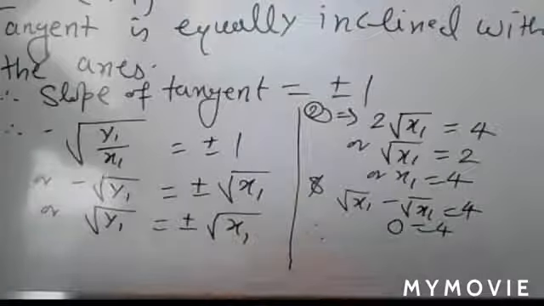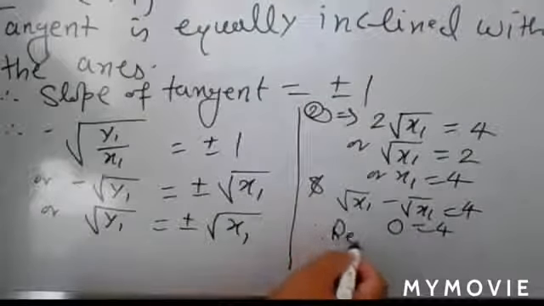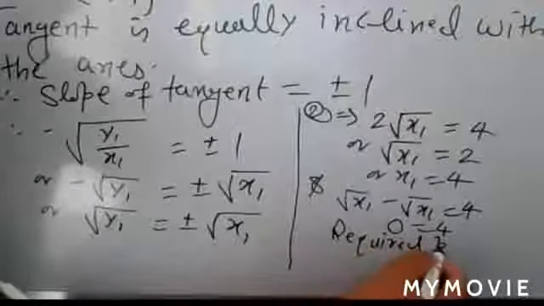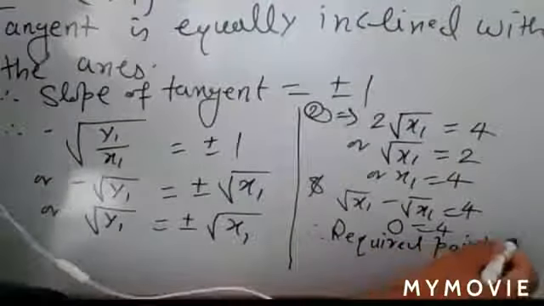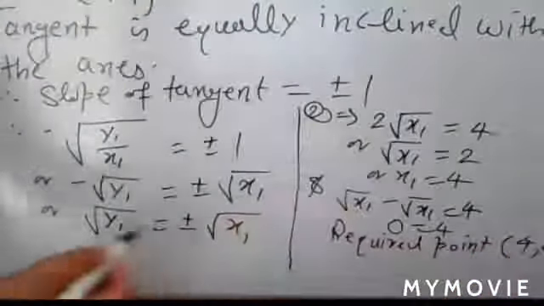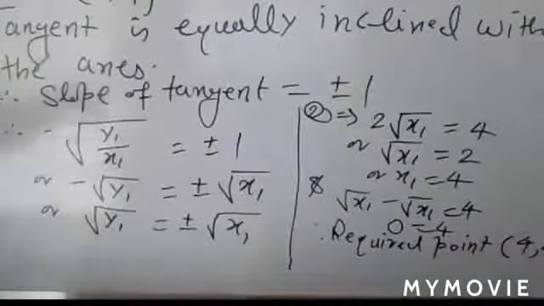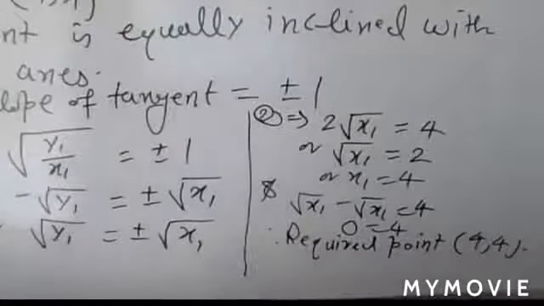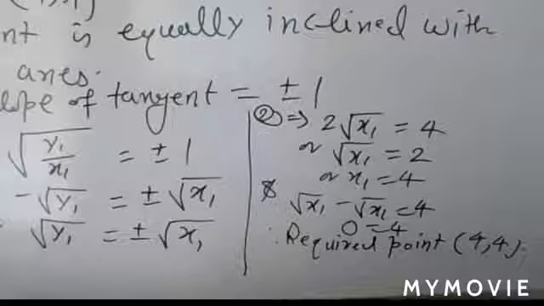So you write here, required point is equal to 4, 4. Note it. So required point is 4, 4. अब समझ में आया बेटा आपको सबको? Yes, sir. Note it.